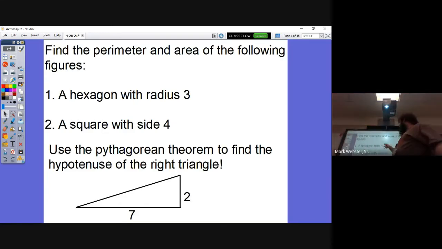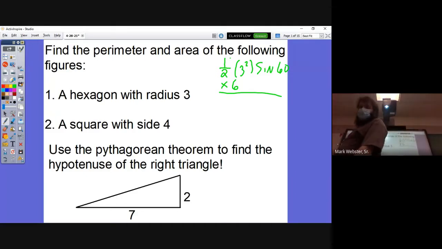Let's get started. So if we've got a hexagon, remember, we're going to break it up into those equilateral triangles with the 60-degree angle in the middle, right? The radius being 3, we can already just jump in and do the problem right away, right? 1/2 times 3 squared times the sine of 60. And then there's 6 of them, so we'll just take all that times 6, right? So it's literally just throw that in there and what do you get, right?